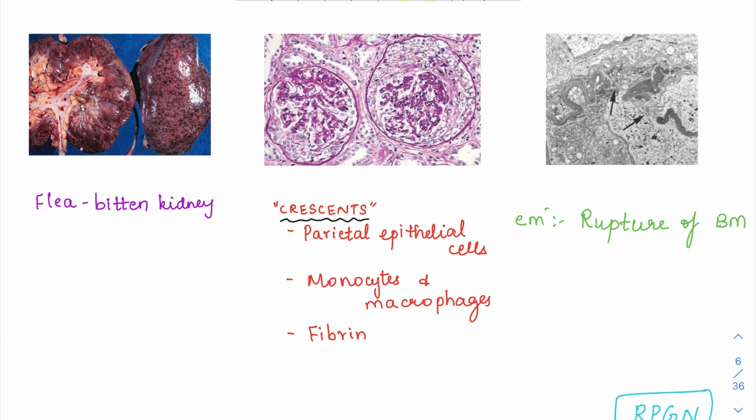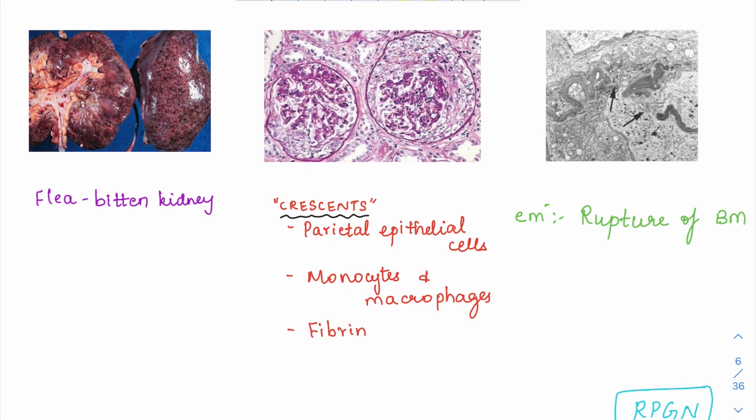So let's see the image-based questions related to RPGN. So already I mentioned grossly, RPGN can also present with this flea-bitten kidney appearance because of pinpoint hemorrhages. The light microscopic feature, this is the most important thing of RPGN. It is formation of these crescents. So this entire thing I am highlighting with the yellow color is going to be the crescent. Doesn't it look like a moon? Right? So that is why it is given this name crescent. So crescents are the classical feature which we see in RPGN.